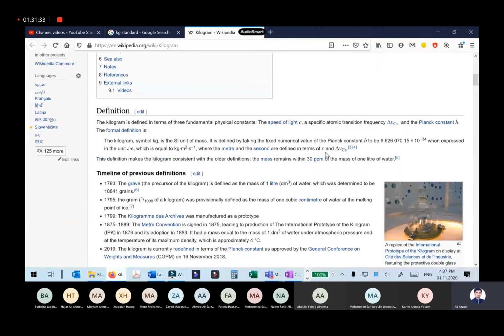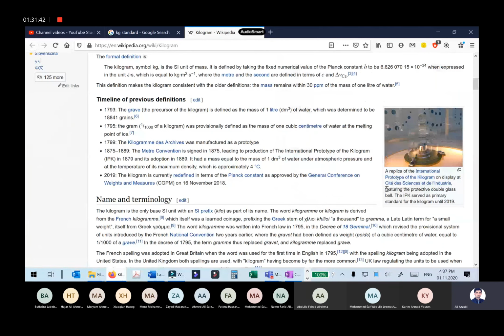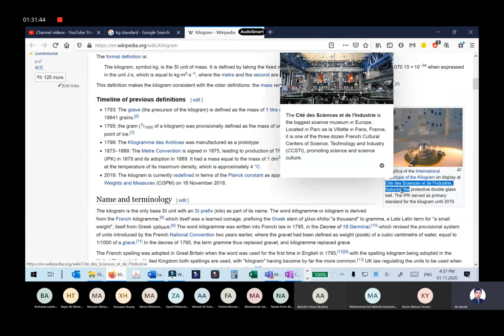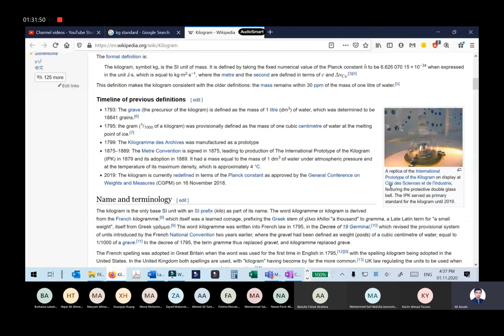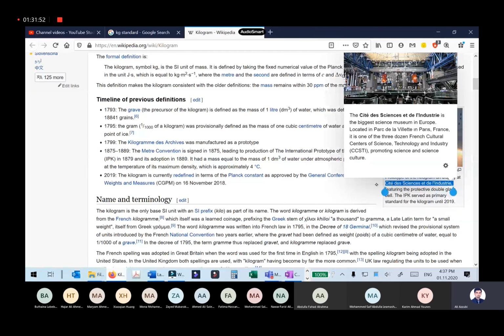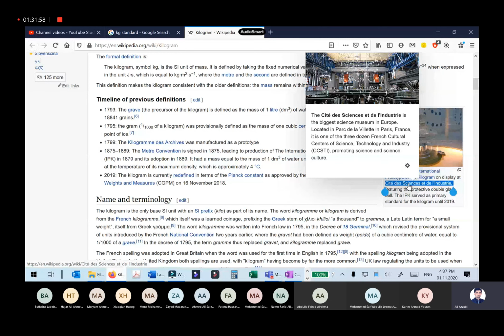Okay, the definition of kilogram. All right, so this is here a replica of the international prototype of the kilogram. Okay, it's Cité des Sciences et de l'Industrie, so featuring. All right, so this is displayed here in, I think, an institute or a museum maybe. Yeah, it's a science museum.